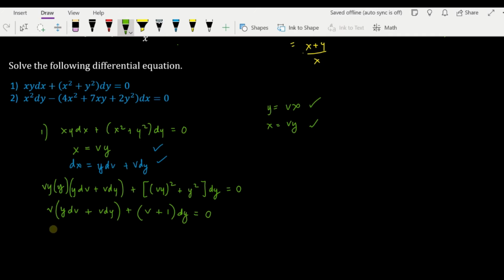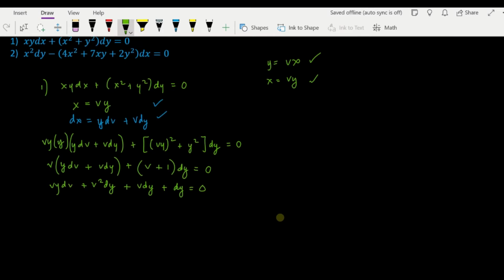Okay, so pagdating dito, pwede nating i-multiply v times y, vy dv plus v times v, v squared dy plus v times dy, so v dy plus dy equals 0. Okay. So, anong next na mangyayari dyan? So, makikita nyo, merong term ba na pwedeng i-combine? So, wala. Okay.